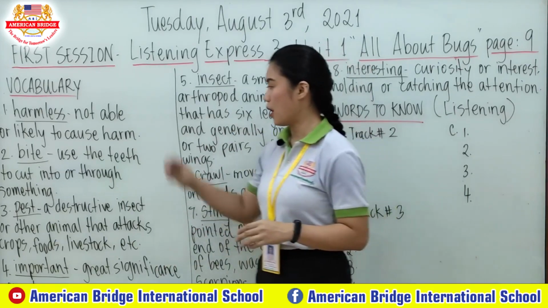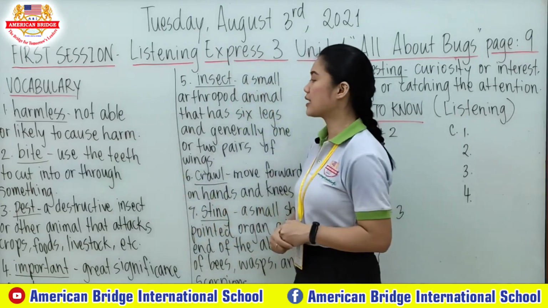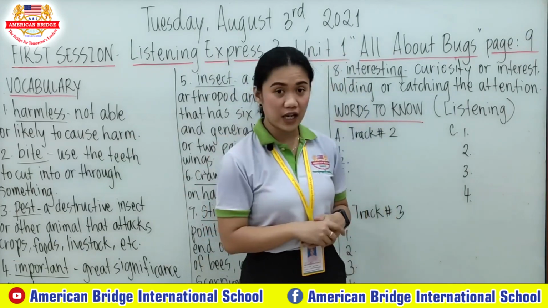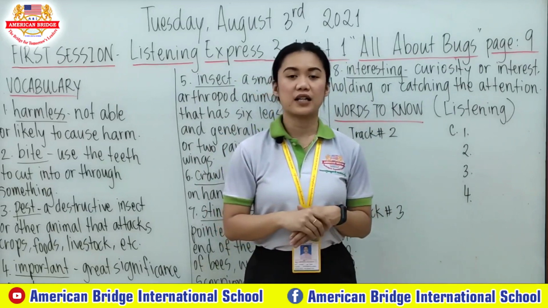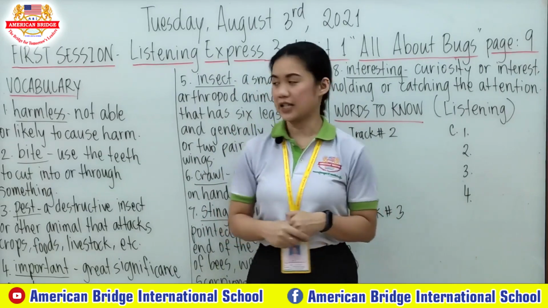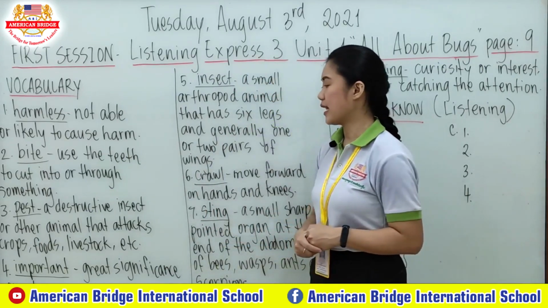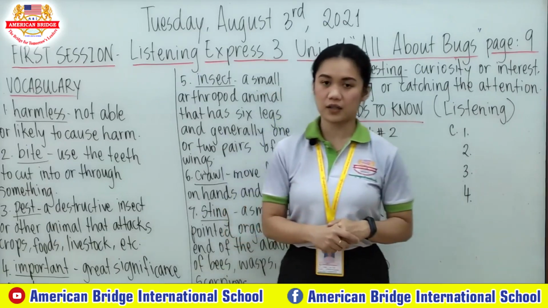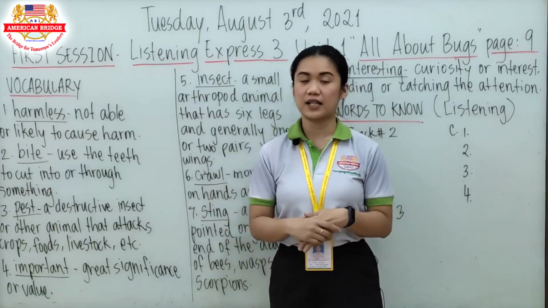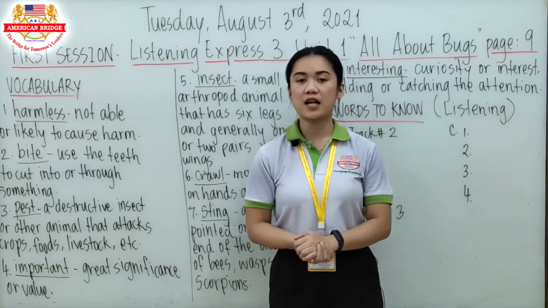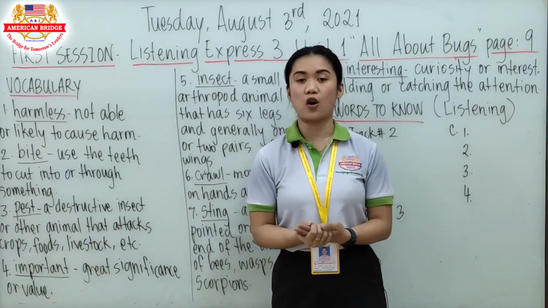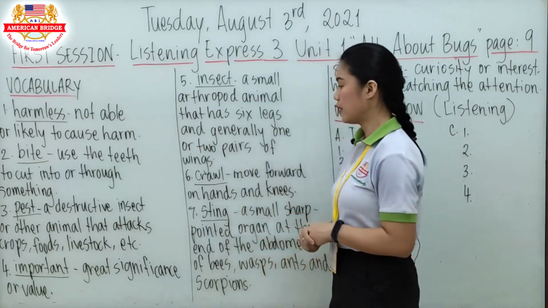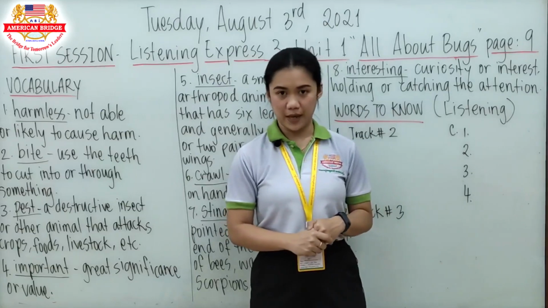Now let's move on to number 2, bite. Bite is to use the teeth to cut into or through something. So you use your teeth to cut something, to bite your food, to bite something. Next is pest. Pest is a destructive insect or other animal that attacks crops, foods, or livestock, especially with the farmers. These are the insects that farmers usually hate most because of these insects, their crops or plants might be ruined or broken. So this is what pest means.